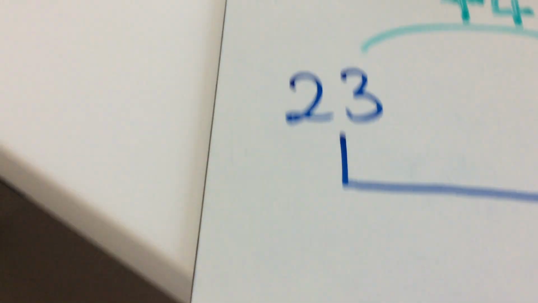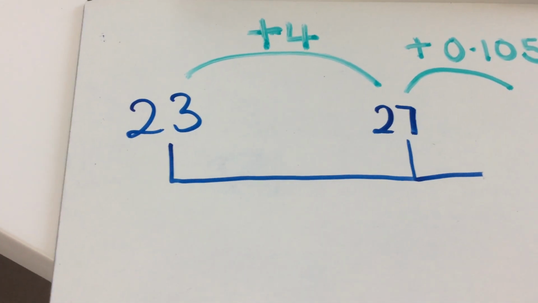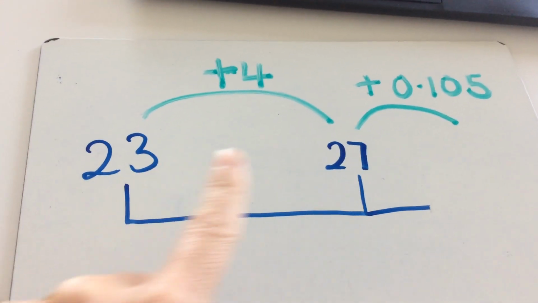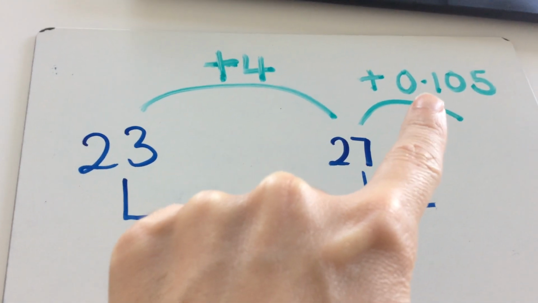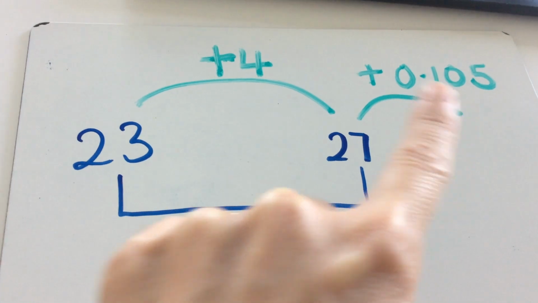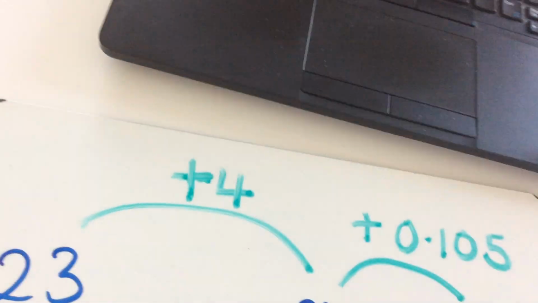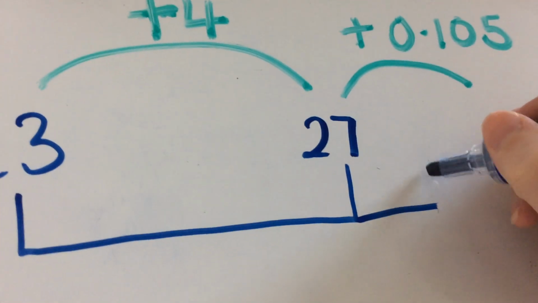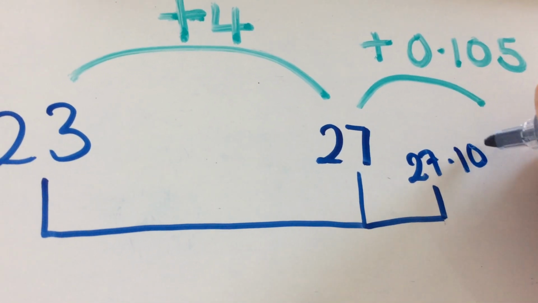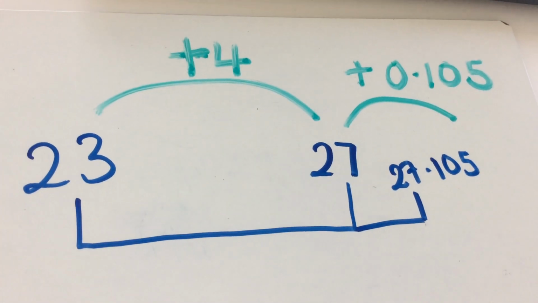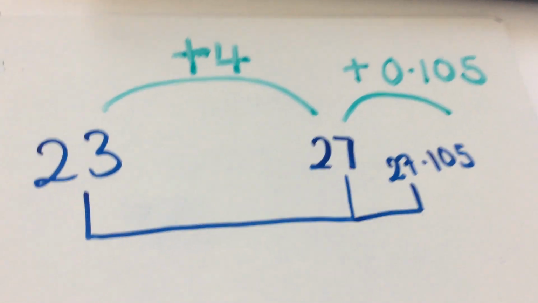So here's an example of the 23 add 4.105. So I've done my 23 add my 4, and that took me to 27, and then I've got my 0.105. Okay, so I can show that, and then I can add that together at the end. Let me just grab my pen. And if that's taken me to 27, and then I've got my 105, then that will take me to 27.105. Okay, so there's different ways of doing that, showing the jumps, but that's an example for that one.